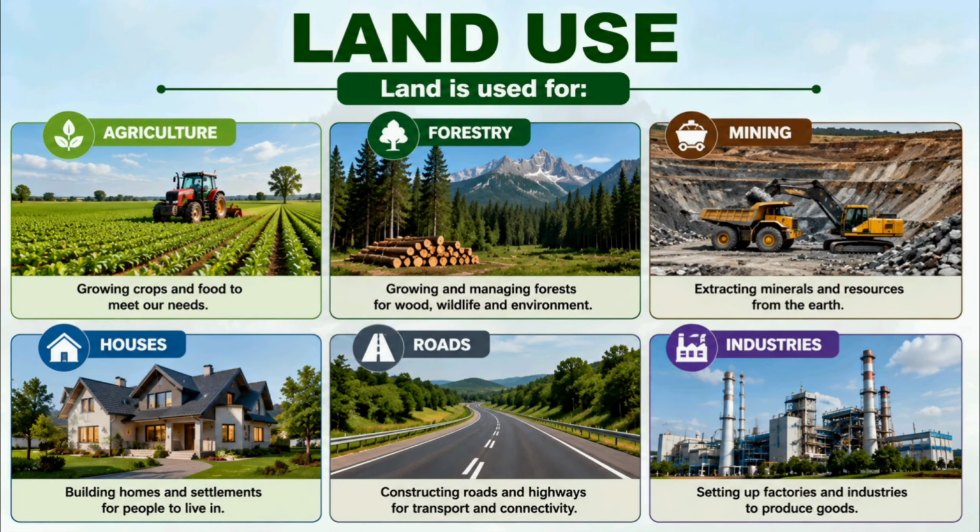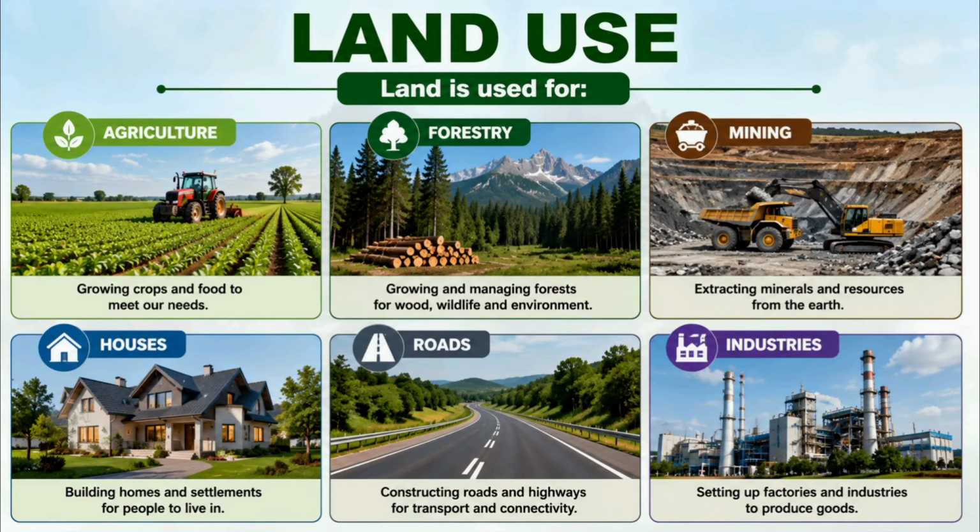Land use. Land is used for agriculture, growing crops and food to meet our needs. Forestry, growing and managing forests for birds, wildlife and the environment. Mining, extracting minerals and resources from the earth.